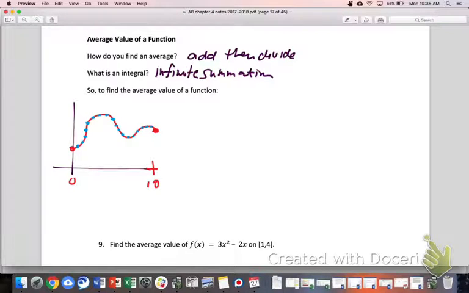It'd be reasonable, but what would it actually find? It'd be an approximation, right? If I did all that, that would be an approximation for the average value. So while it's a good strategy, it's not going to give me the exact answer. Okay, so how could I make my approximation better?